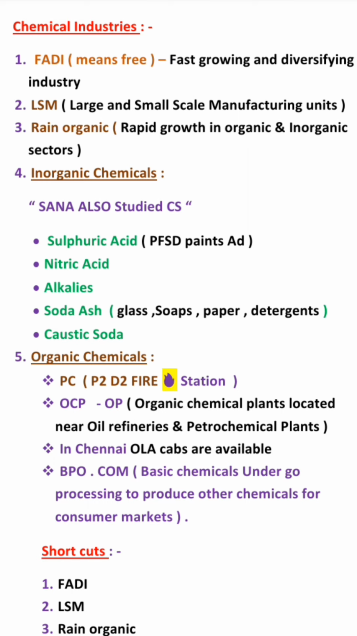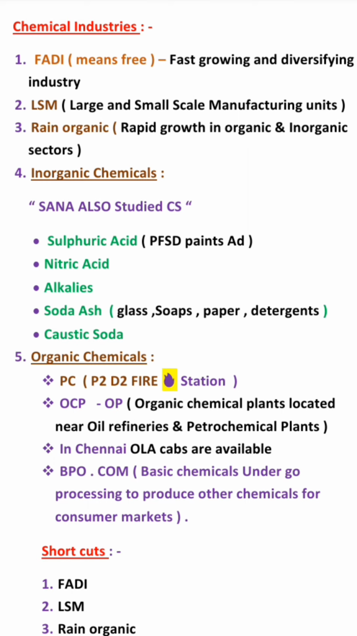Then in Chennai, Ola cabs are available. Chennai, that is CHE, represents chemical industries. Ola, that is OLA, means the chemical industry has its own largest consumer. Cabs I have given, right? So C represents consumer.